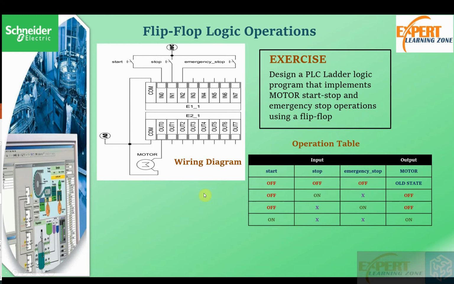So you can take some time and pause this video and try to realize this logic. This is a wiring diagram. The start, stop, and the emergency have been wired respectively to input 0, input 1, and input 2, and the output has been wired at output 0. And this is the function table.